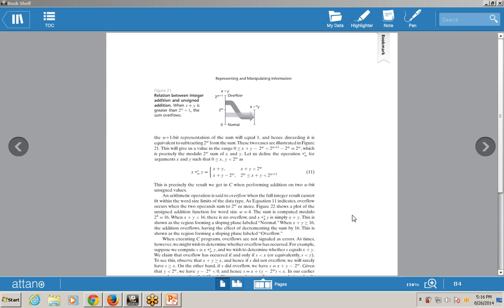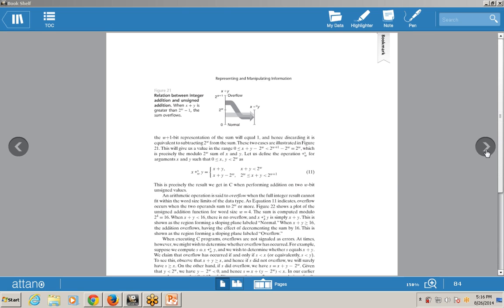Today I am going to continue with chapter number 2, that is floating point, and the name of the chapter is representing and manipulating information. Only one topic is left, that is floating point. So I am going to continue with only one topic, that is floating point. But before this, let's take a quick recap of the previous class, that is yesterday's class.